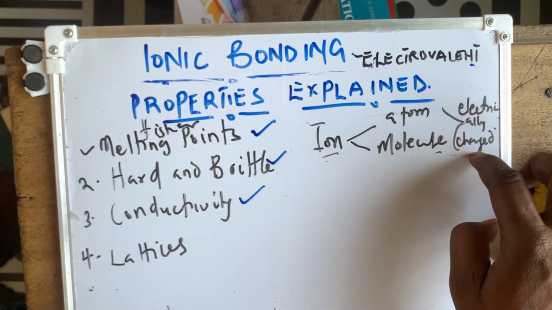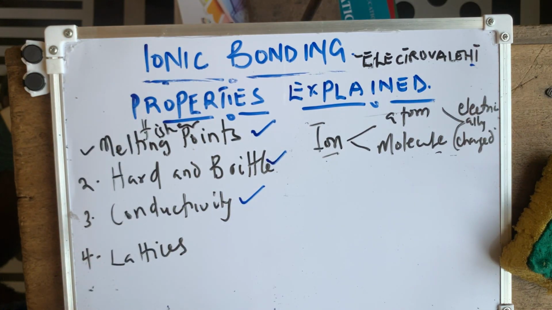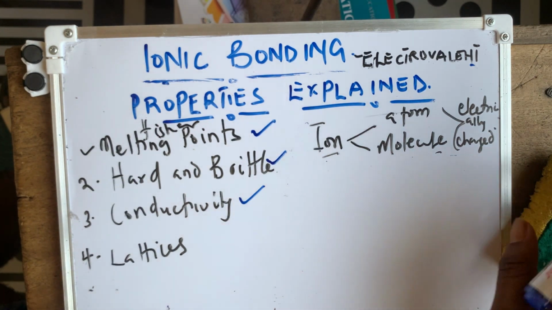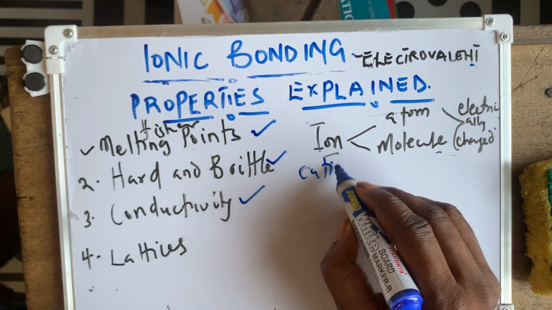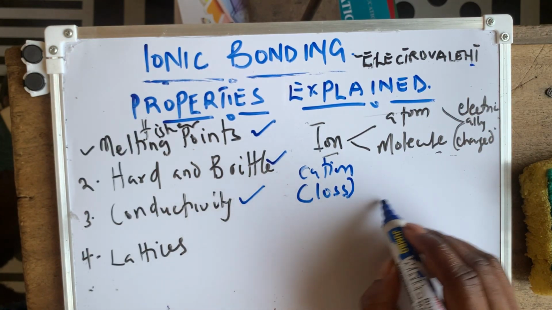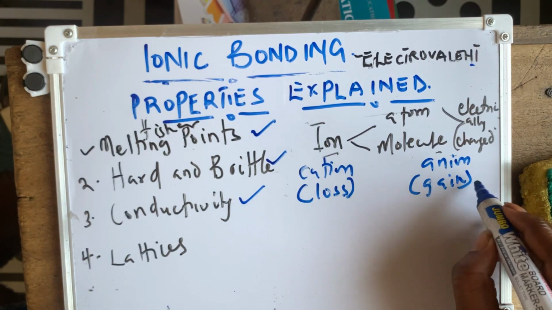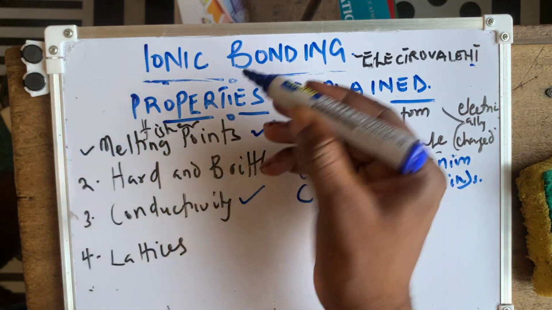So an ion is an atom or a molecule that is electrically charged. The cations are positive, the anions are negative. Now, when ions form, an atom gains or loses a valence electron. So we say the cation is the atom that loses an electron, the anion is the atom that gains an electron.